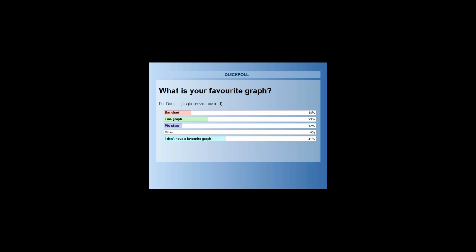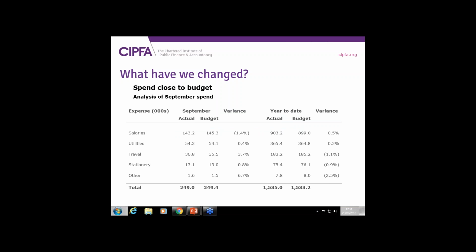Nobody said other. Sometimes I get people saying things like, I like waterfall charts, and they name a chart that I've never even heard of. But broadly speaking, they're variations on the ones we've just mentioned. So 41% don't have a favourite graph, and that's probably a positive thing. 18% like bar charts, 29% line graphs, 12% pie charts. So thank you for that.